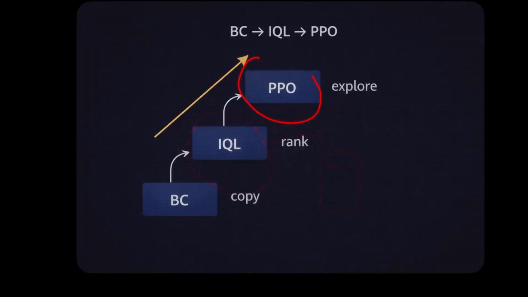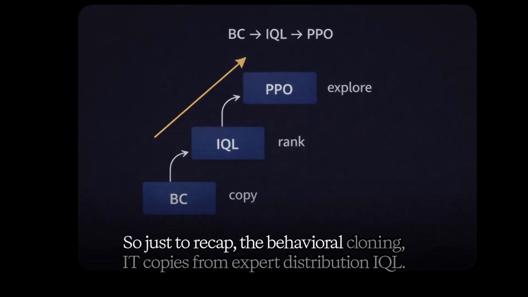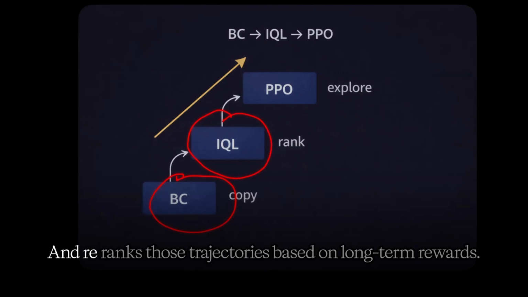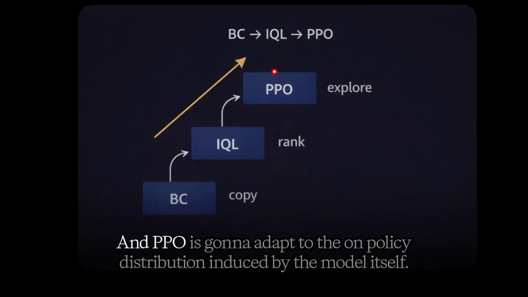This is where PPO comes in, and this one is an online algorithm. So now the model can explore. It can try new combinations beyond what's in the data set. Just to recap, behavior cloning copies from the expert distribution. IQL learns a value under a fixed data distribution and re-ranks those trajectories based on long-term rewards. And PPO is going to adapt to the on-policy distribution induced by the model itself.